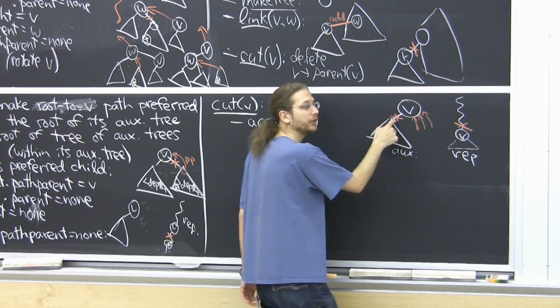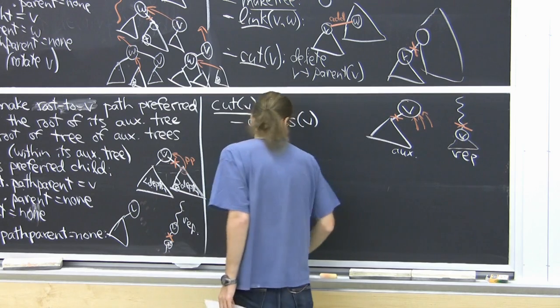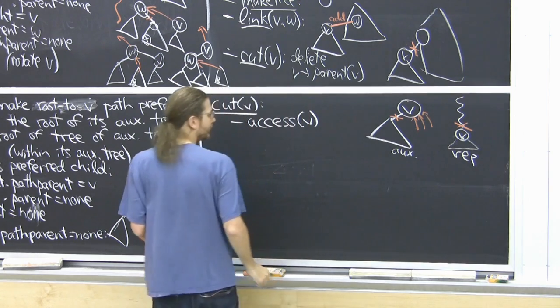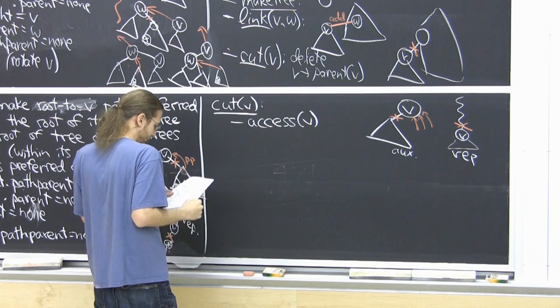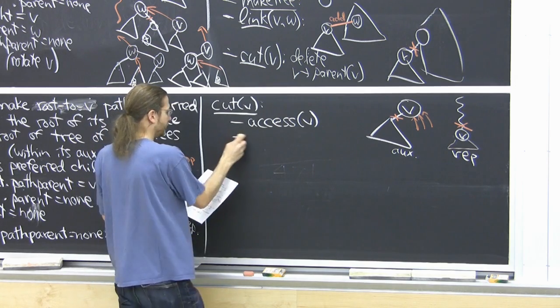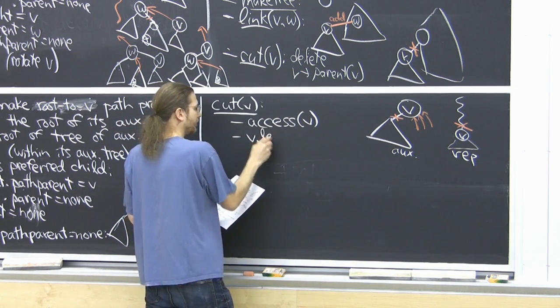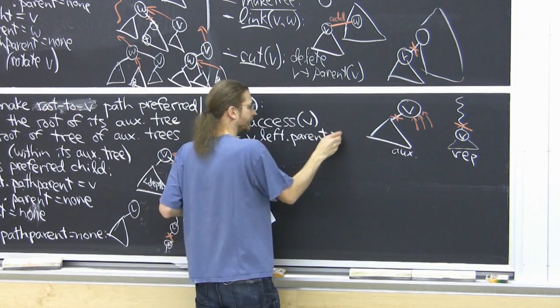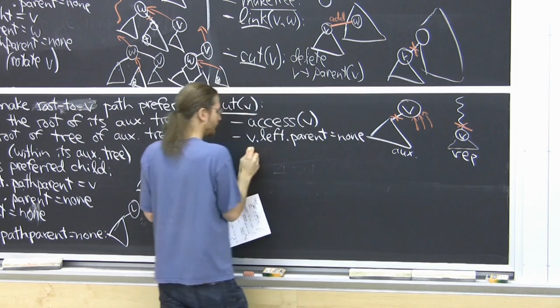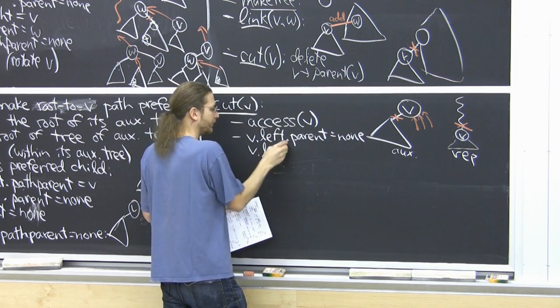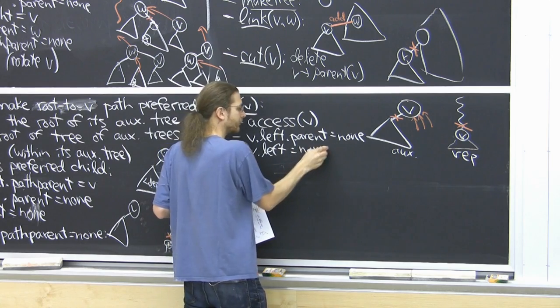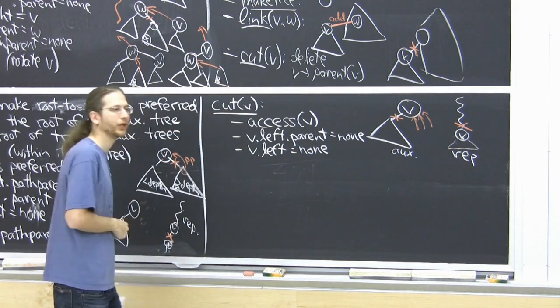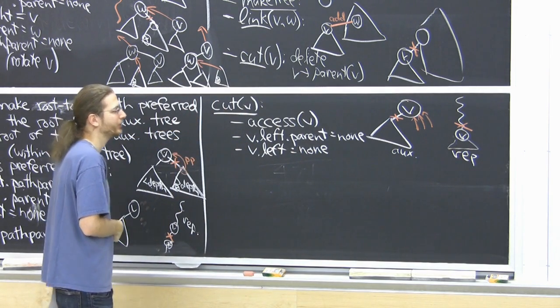And so all we need to do is delete this edge, and we're done. It's kind of crazy, but it works. So what we do, say v.left.parent is none. v.left is none. That's it. Gone. That edge has disappeared.